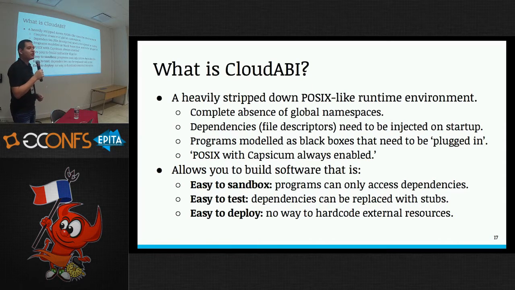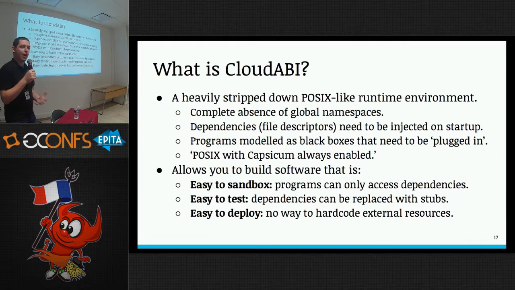So these dependencies on the outside world are expressed as file descriptors. For example, if you want to make a program communicate with the network, then you must make sure that you start it up with a socket injected into it. If you want this program to access parts of the file system, then you need to inject file descriptors of directories into it to make it work. So all in all, you could think of it as a sort of Capsicum-like programming environment. The only difference is that Capsicum is essentially always turned on.